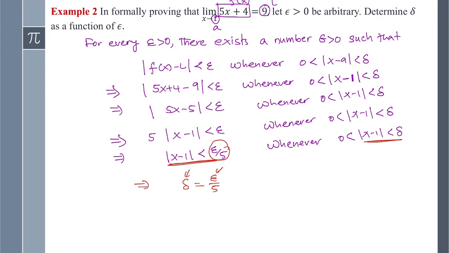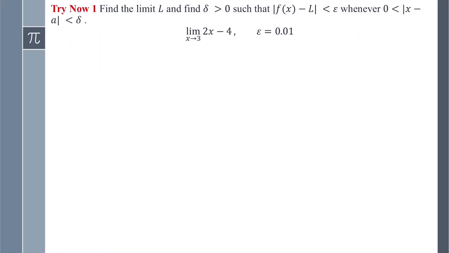Now let's look at another example. Now it says find the limit L and find the delta greater than 0 such that the absolute value of f of x minus L is less than epsilon whenever the absolute value of x minus a is between 0 and delta. Okay, so first let's go ahead and evaluate this limit. We know how to evaluate this limit. It is a simple linear function, so we can do the direct substitution. So the limit as x approaches 3 of 2x minus 4 equals, so we can do the substitution, 3 times 2 is 6 minus 4 is 2. So the limit is 2.